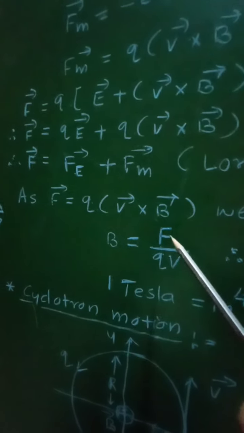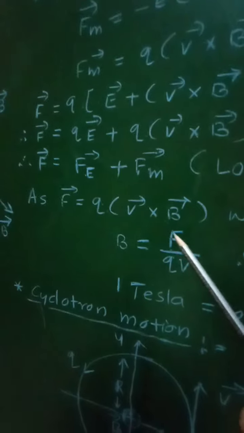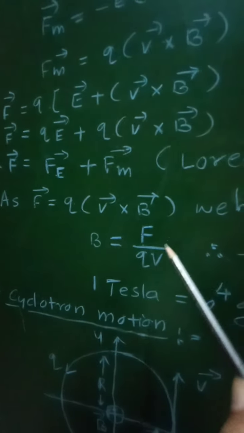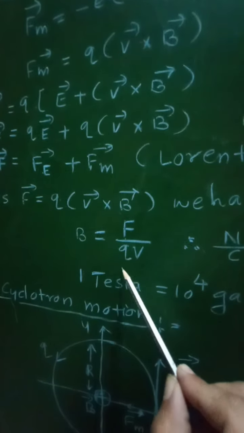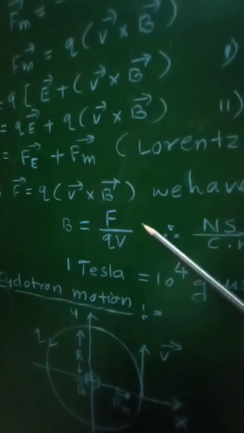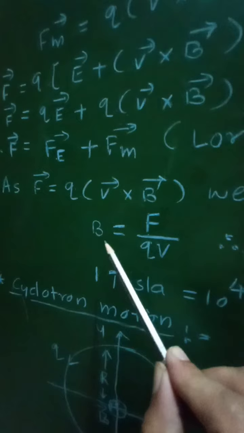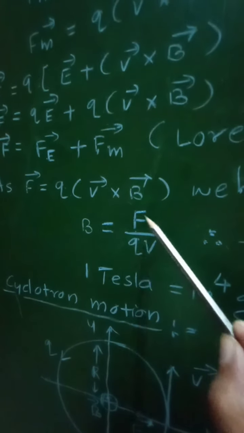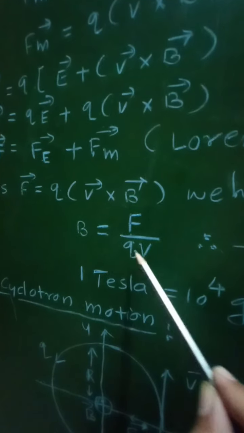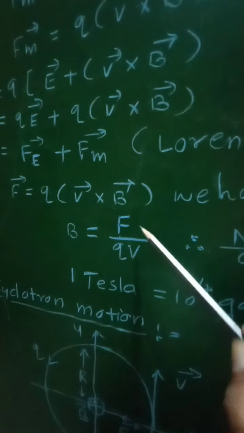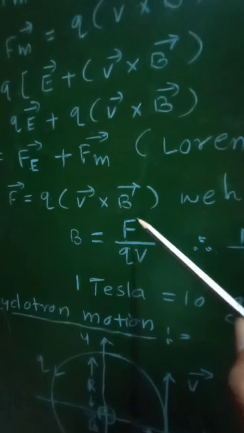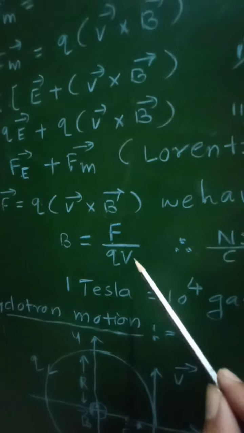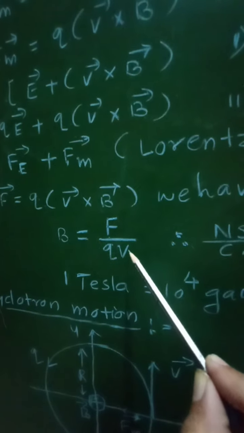Since F is equal to QvB, B will be equal to F upon Qv. Now from this relation we have to find the SI unit of this magnetic field B. So it will be equal to SI unit of F upon SI unit of Q into SI unit of v. F will be measured in Newton, Q is measured in Coulomb, and v will be measured in meter per second.